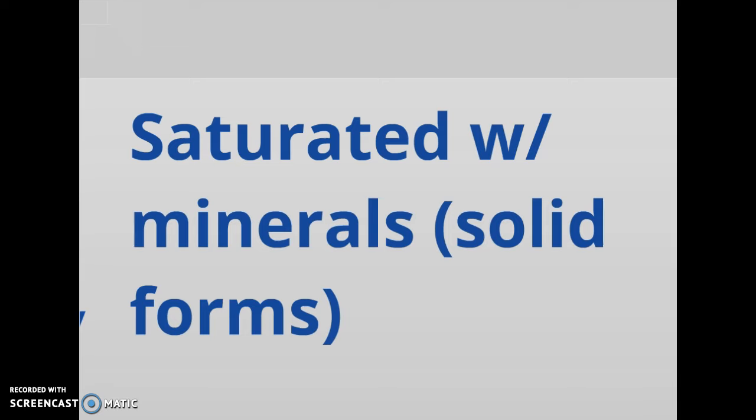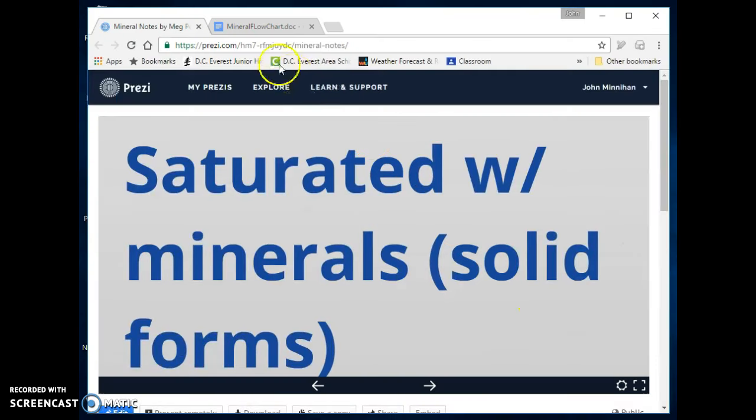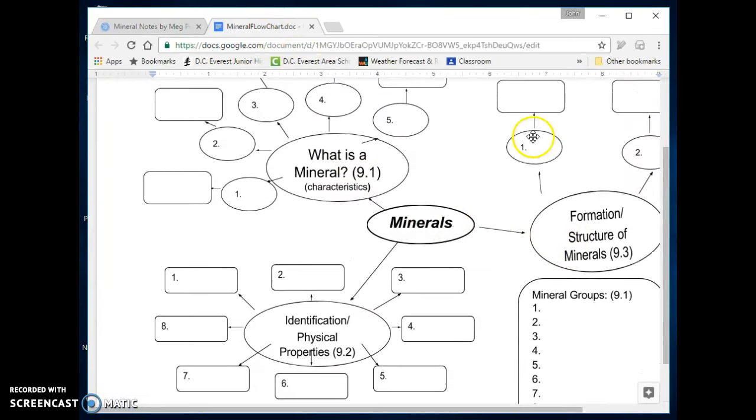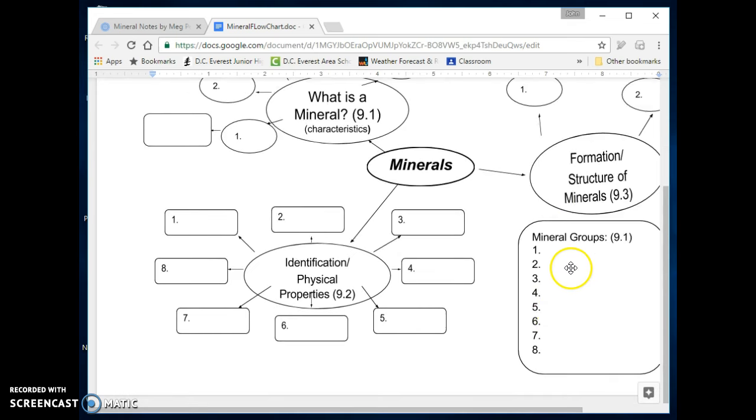Okay, so you should have your flow chart filled out. You should have molten rock up in this area, magma, lava. You should have solution over here, evaporation or saturation up here. You should have your 8 mineral groups listed here with an item or 2. I gave you a couple of things for each of those.